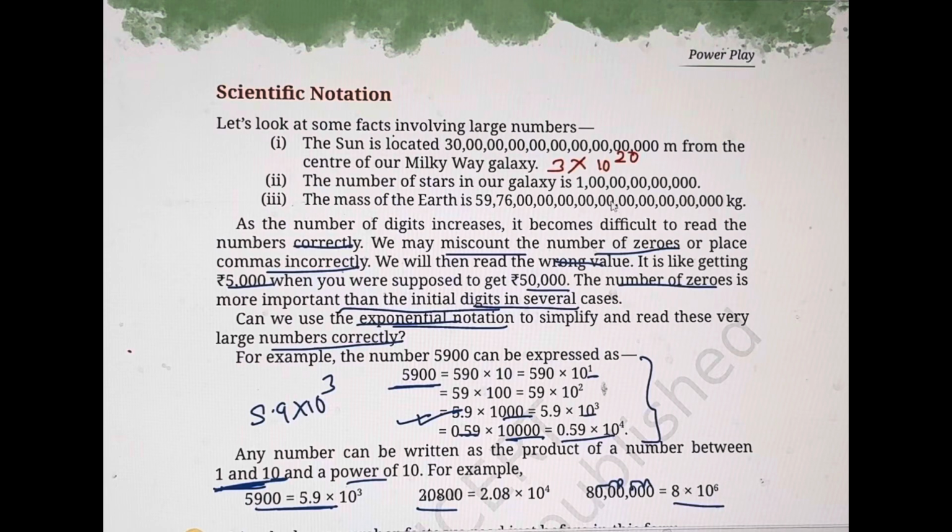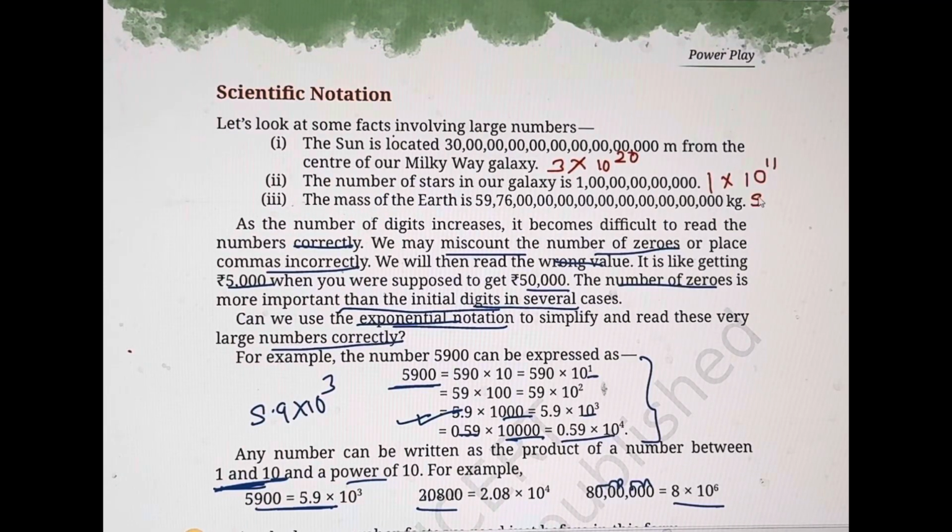Similarly, the number of stars in our galaxy. So 1 into 10 raised to 3 plus 2, 5, 7, 9, 11. So 1 into 10 raised to 11. Now the mass of the Earth, here digits are more, but that doesn't make any difference. You need to make it between 1 and 10.